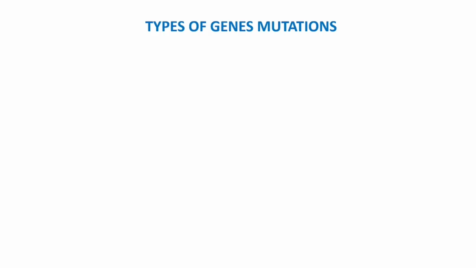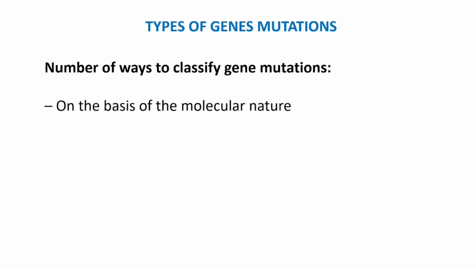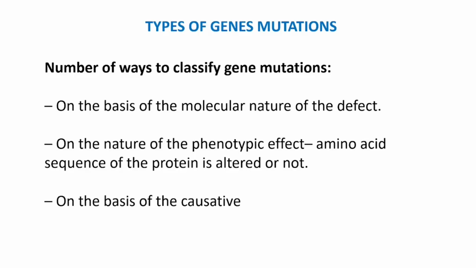There are a number of ways in which gene mutations are classified. They are classified on the basis of the molecular nature of the defect. They are classified on the nature of the phenotypic effect, that is, whether the amino acid sequence of the protein is altered or not. And they are also classified on the basis of the causative agent of the mutation.